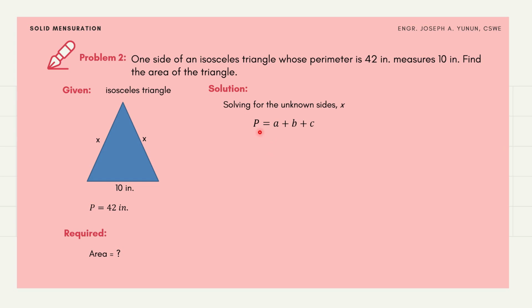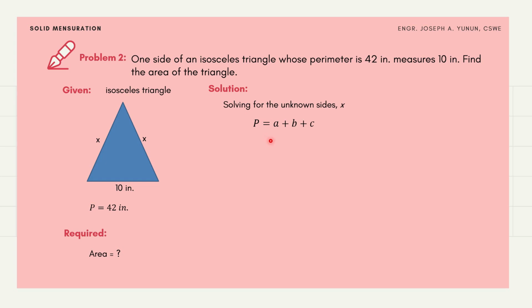And we all know that perimeter is the sum of all sides, so probably side A, side B, and then side C. You have one given, which is 10 inches. So I'll just substitute the sides. I could substitute x for A, x for B, and probably C is 10. Either arrangement can be done.